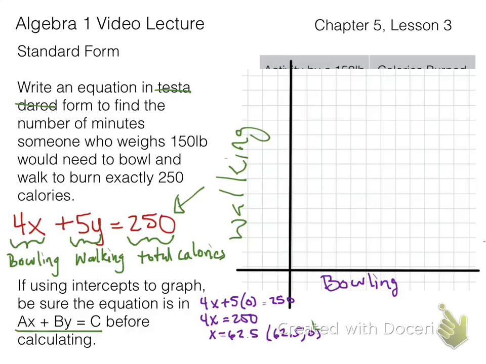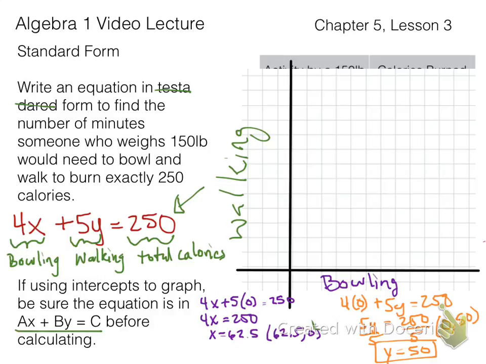So the next one would be when x is 0, so 4 times 0 plus 5y equals 250. That's 5y equals 250, divided by 5 on both sides. 250 divided by 5 is 50. So y equals 50. So you would have to walk for just under an hour, 50 minutes, along with bowling just over an hour to burn 250 calories. So that's a long time. But hey, it's okay. The swimming was much better, which is why I swim.